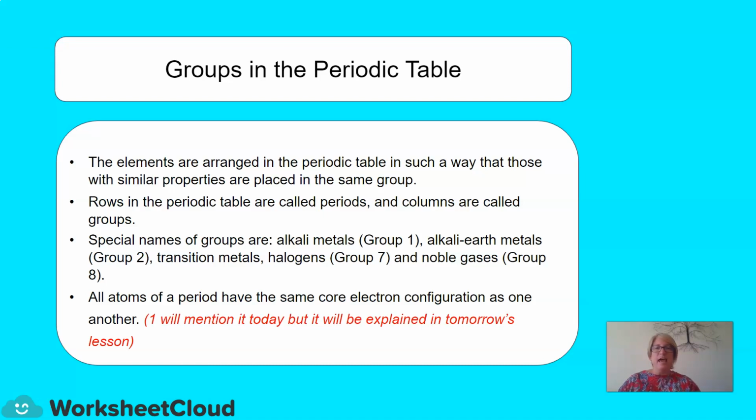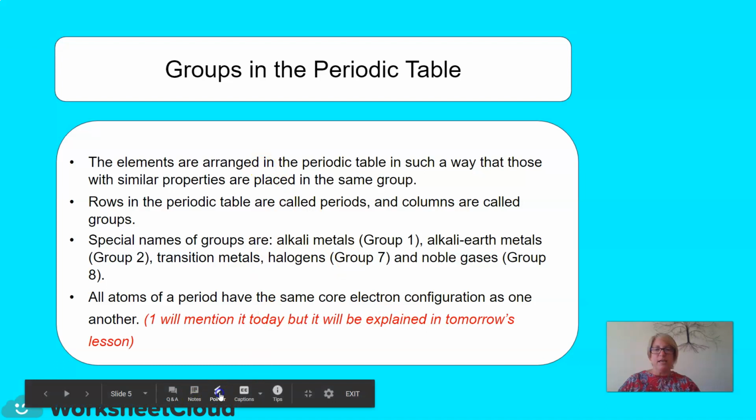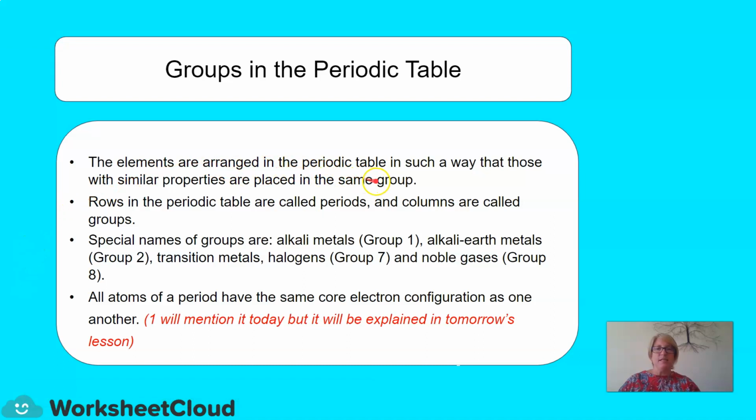We're going to look at how the elements are arranged in the periodic table in such a way that those with similar properties are placed in the same group. We're going to see how rows in the periodic table are called periods and columns are called groups. That groups have special names like alkali metals, alkaline earth metals, transition metals, halogens, and noble gases. And I will mention it today, but it is more about tomorrow's lesson, and that is how atoms of a period have the same electron configuration.